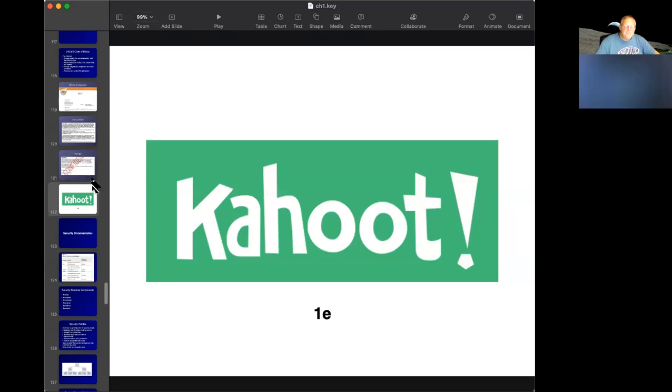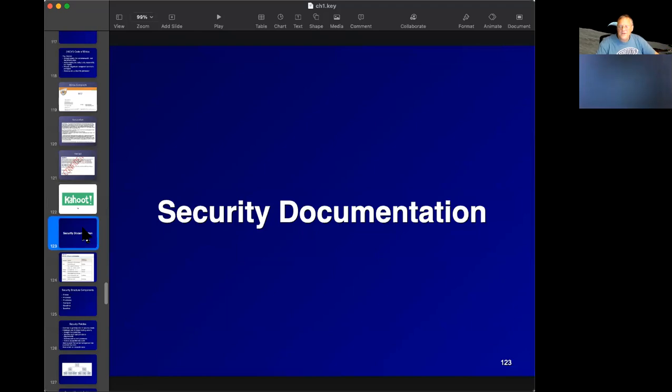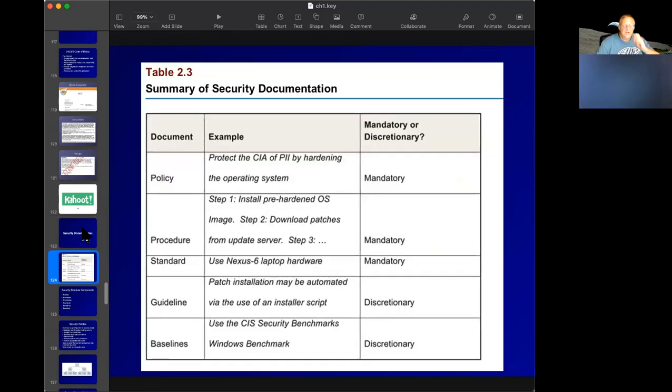Let's pick up again. Then you got security documentation. So you have a policy, which is mandatory, and then you have procedures and standards. The policy is the overall goal. Then you have step-by-step procedures to do something, and then standards, like the particular brand names and products your company is going to use. And then you have guidelines and baselines, which are discretionary.